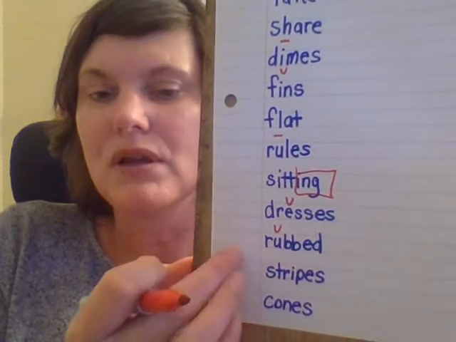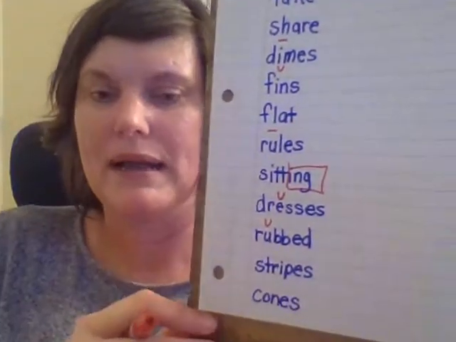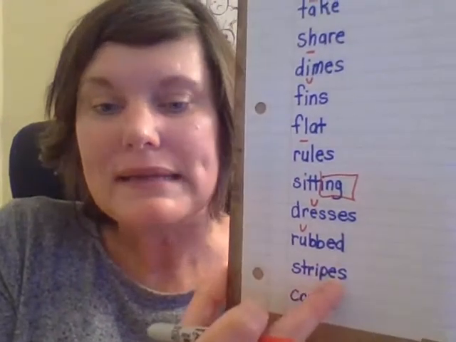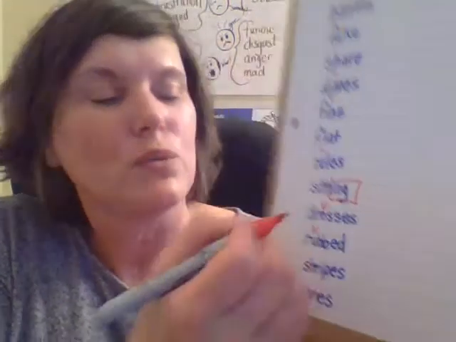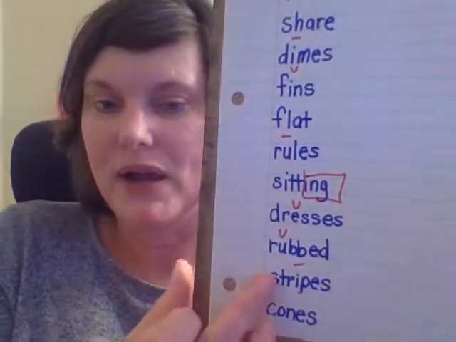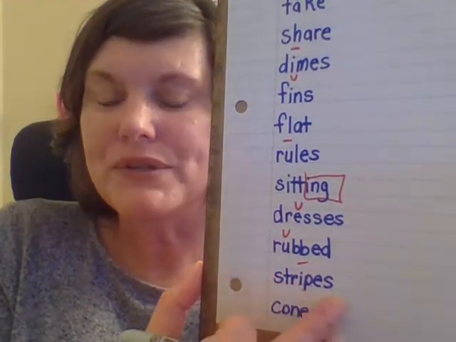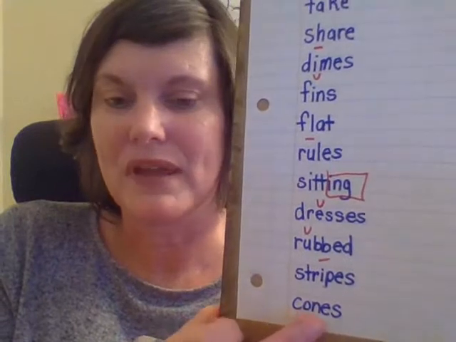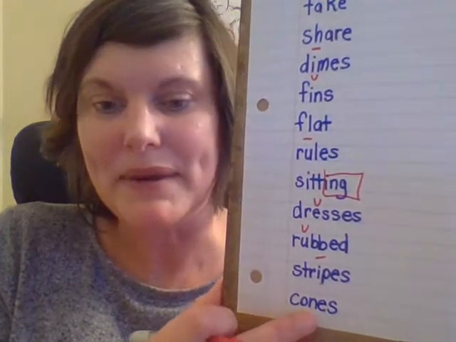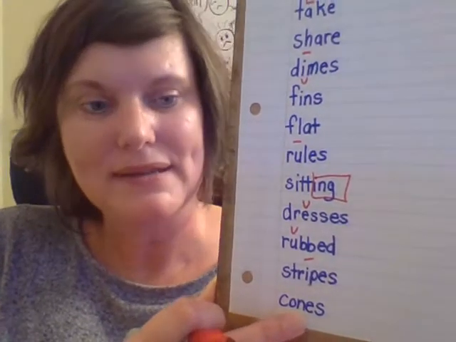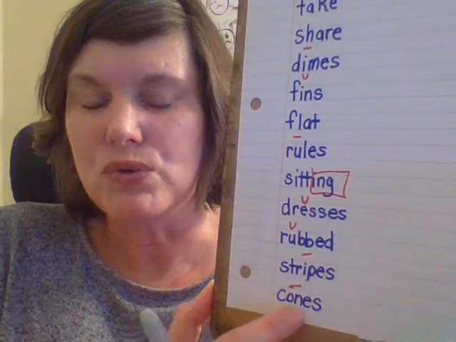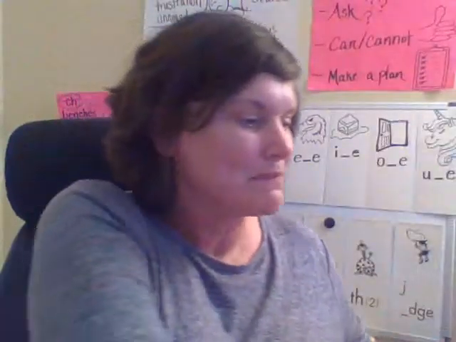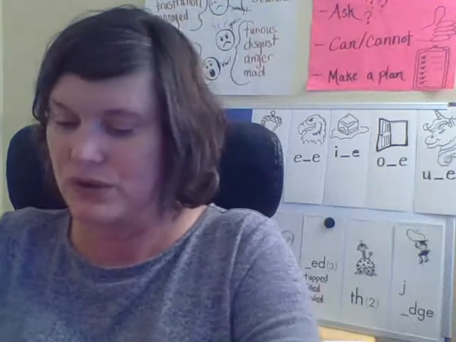Rubbed. She rubbed her eyes. Okay, ES. How many consonants do you see? Yep, just one, which makes this a long I. Stripes. Okay, look here. ES, how many consonants? One. So this is a long vowel sound. Cones. Good job.